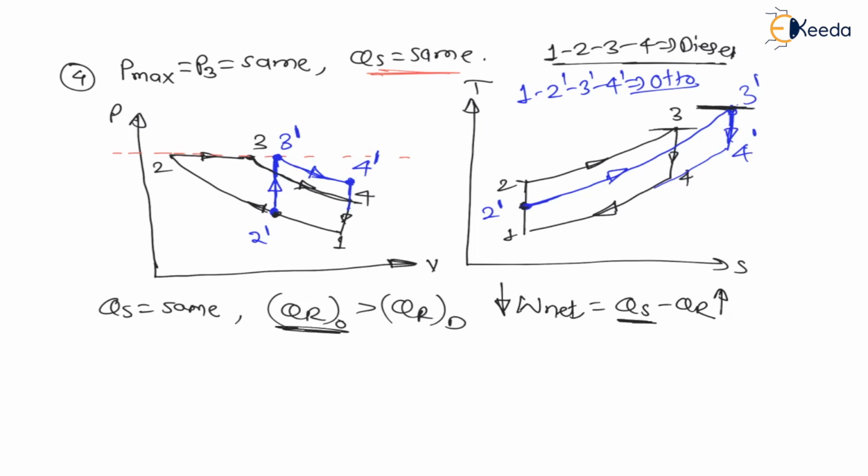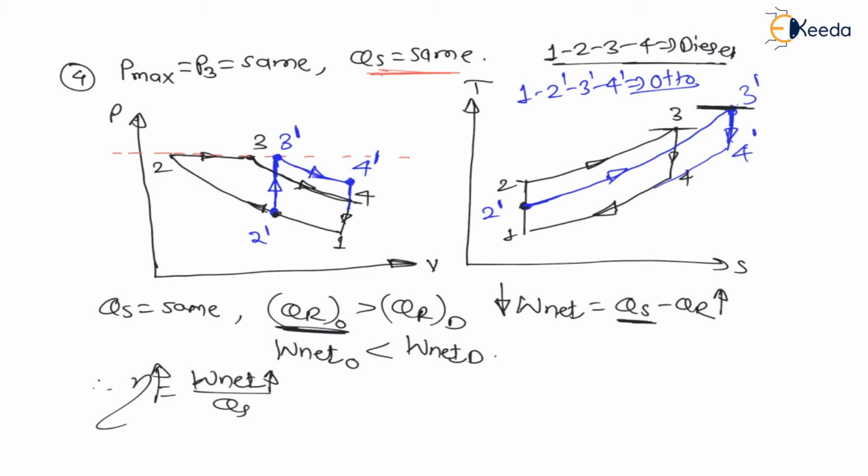Therefore Otto is having maximum heat rejection, therefore W net of Otto is less than W net, net work output of diesel. Therefore my dear students, efficiency is equal to net work divided by heat supply, and as heat supply is constant, the process having more W net will be having more efficiency. So W net is more for diesel cycle. Therefore in this case, efficiency of diesel is more than efficiency of Otto.